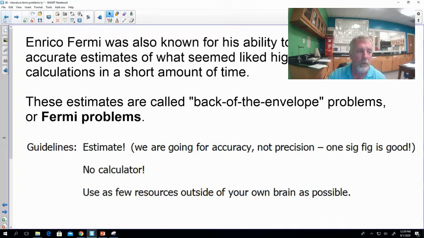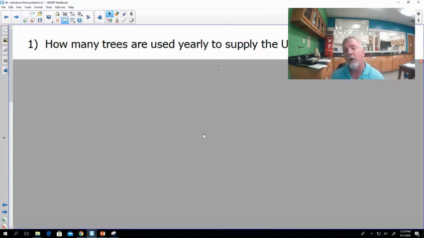So let's look at a problem here. The first one I want to try to do is: how many trees are used yearly to supply the U.S. with paper? So think about that for a moment. I'm going to pause the video here. I want you to think about that a moment. How many trees would you need? How many trees are used yearly to supply the U.S. with paper? After you've tried this for a few minutes, open the video back up.